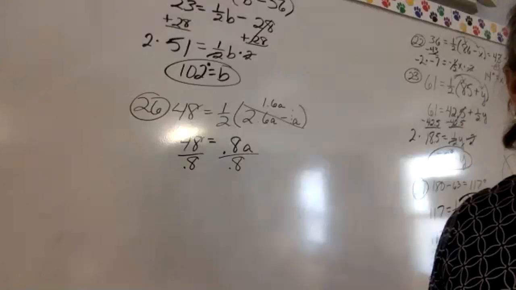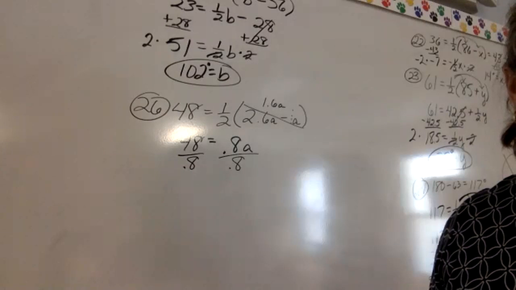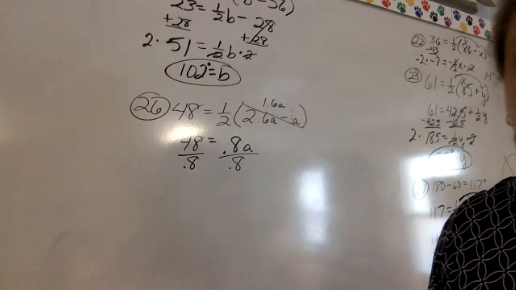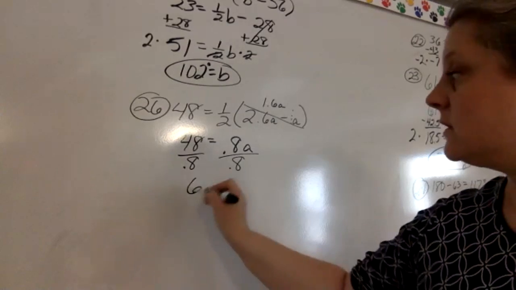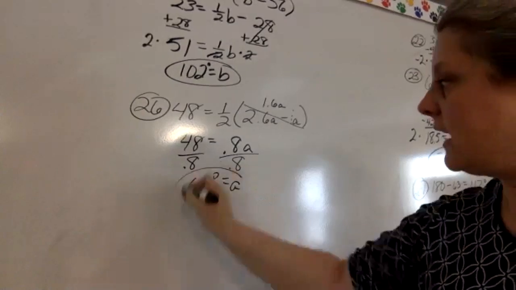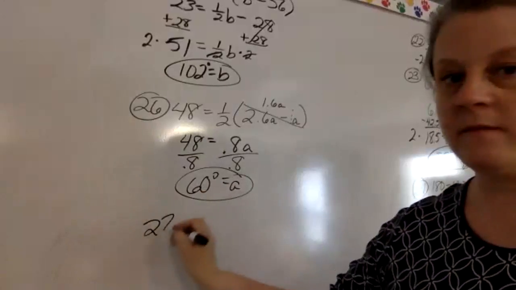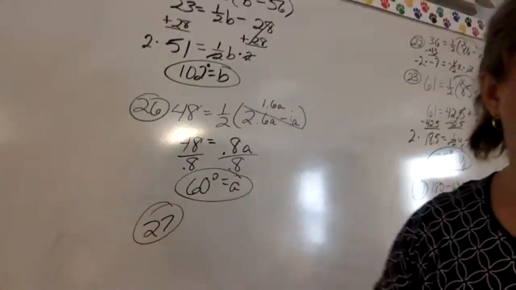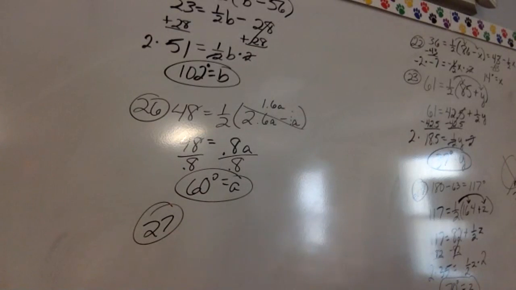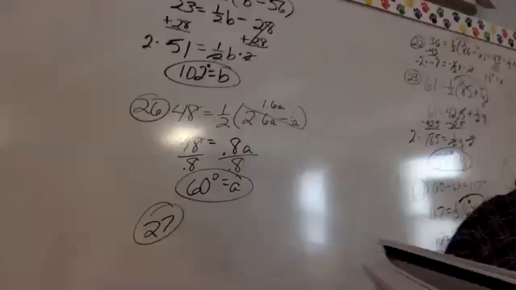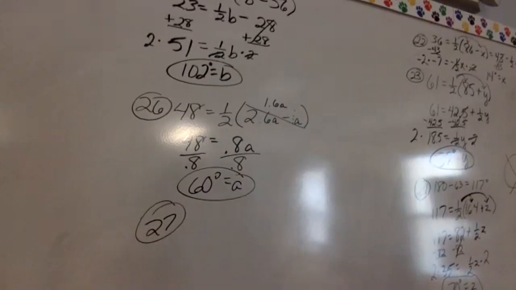What do you get when you take 48 divided by 0.8? 60. So 60 degrees is your A. Okay? Number 27. All right, 27. The angle that we have labeled does not go with the arcs that we have.